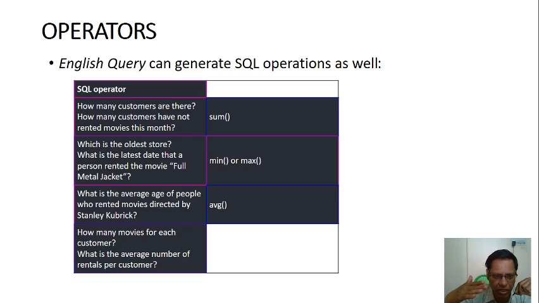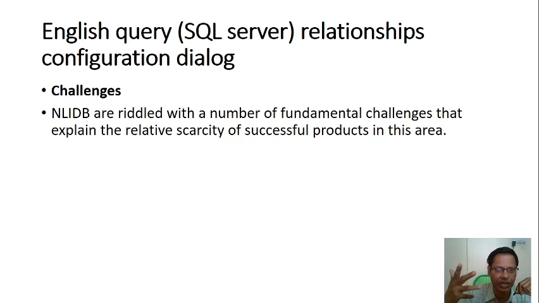Okay, so these are the related queries that we can define based on the requirement. What are the requirements here? How many customers are there? How many customers have not rented? That is the first one. Second one, which is the oldest store, and which is the highest and lowest? Third one, what is the average of people watching that? So like that, we can define the different queries that we can perform.